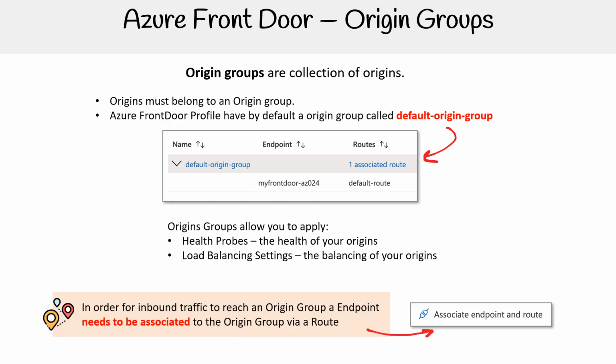And in order for inbound traffic to reach an origin group, an endpoint needs to be associated to the origin group via a route. So there's a button in the interface here, you'll see, which is associate endpoint to a route. It's that simple. But we will explore health probes and load balancing settings a little bit more. Just understand that they belong to the origin group, and those aren't just separate features that are floating around in the Azure Front Door UI or GUI there, okay?